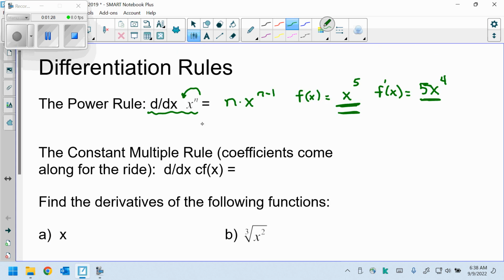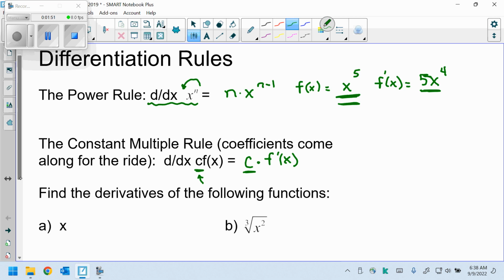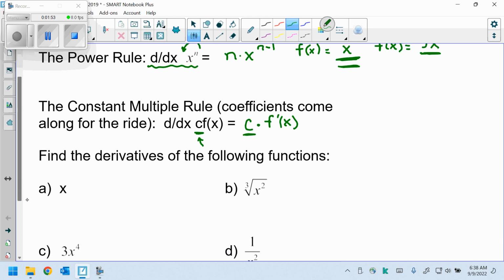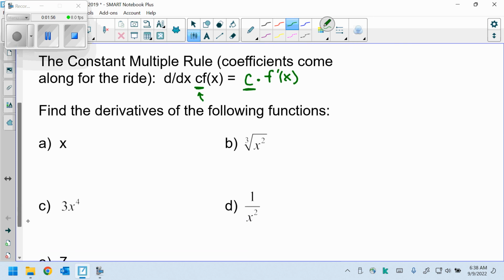Now what if we have a coefficient in front of that function? Well, what we're going to say is coefficients come along for the ride. So I'm just going to take that coefficient and multiply by the derivative of the function. So take the derivative of the function like you normally would, and then just multiply by whatever that coefficient was, because it comes along for the ride. Now with those two things in mind, let's take a look at some examples.